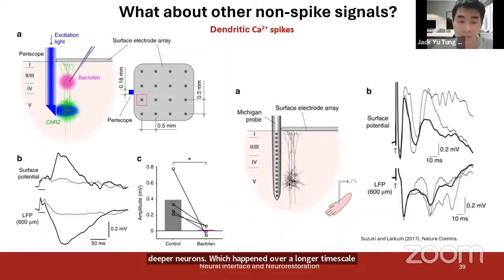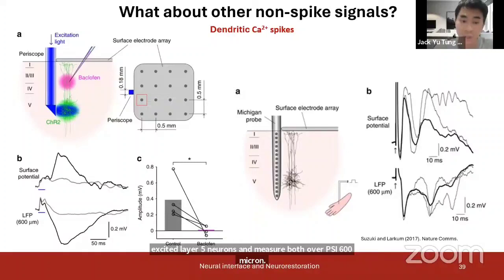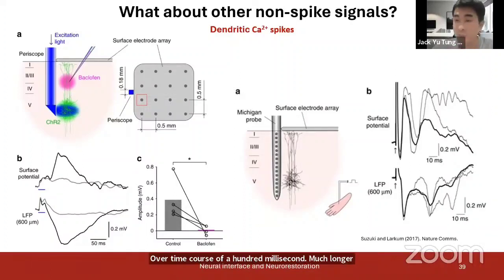In this example, Suzuki and Larkin optogenetically excited layer 5 neurons and measured both LFPs at 600 micron depth, as well as with a surface grid as shown here. You can see that the surface grid actually picked up dendritic calcium potentials that are time aligned with the LFP. And this dendritic calcium spike increases and decreases over a time course of 100 milliseconds, much longer than a single unit spike. And local administration of baclofen completely abolishes this calcium potential, as seen on the bar graph here in part C.